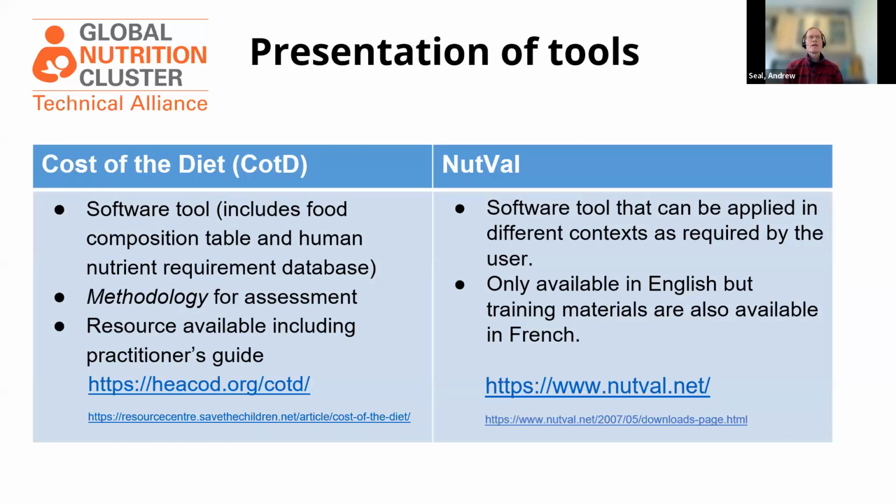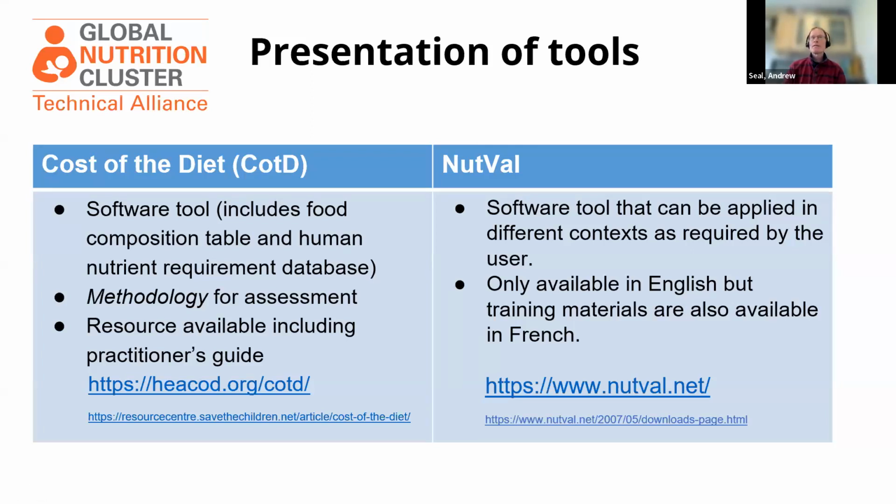So in brief, here is a comparison of the two tools. And it's great that we also have Masoud on the call today. He's an expert on the cost of diet and will be able to deal with any questions that may be coming his way on that piece of software. So cost of diet is a software tool, but it's also a methodology for assessment. It includes within the software a food composition table and a human nutrient requirement database, and can be freely downloaded from the web link provided there. And there's a practitioner's guide also available at the smaller link below.